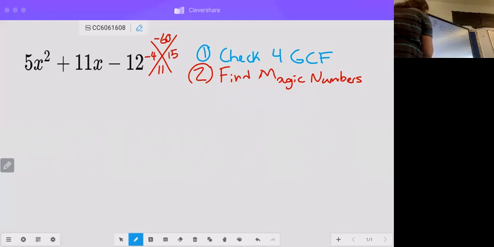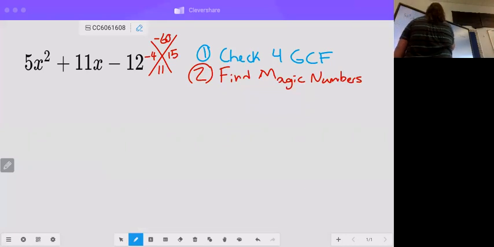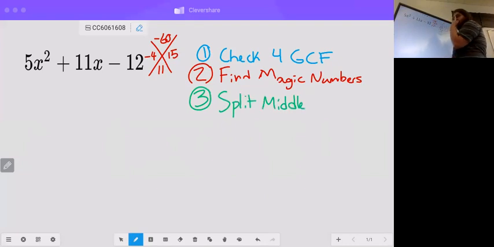Now, for our next step, for step number 3, hopefully this one won't be as ugly as we had before. For step number 3, we're going to split the middle term. Now this one is a little bit more conceptual than what we have with the box, so it may connect with you a little bit better. We're going to split the middle term.